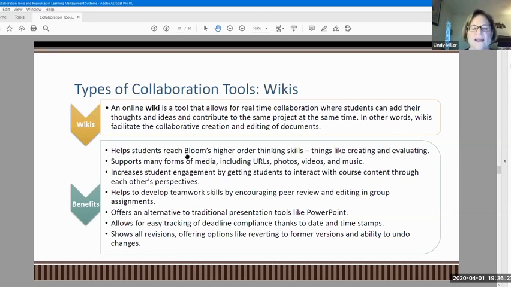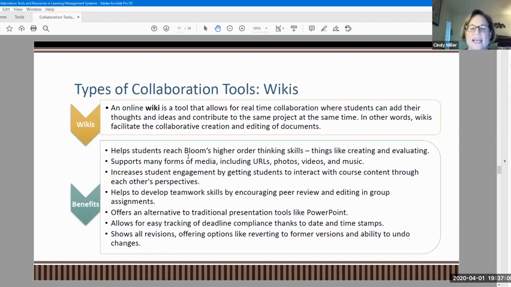So it helps students reach Bloom's higher order thinking skills, because the wiki is really about creating and evaluating. It supports many forms of media, including music. It increases student engagement because they're able to interact with the course content through each other's perspectives. So it's almost like collaborating on a Google Doc, where you have students doing several different things to that document. Same thing is happening on the wiki. And it helps them develop their teamwork skills, and allows them to even use the wiki as an alternative to a PowerPoint presentation.